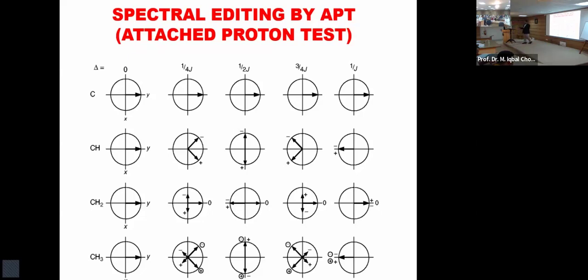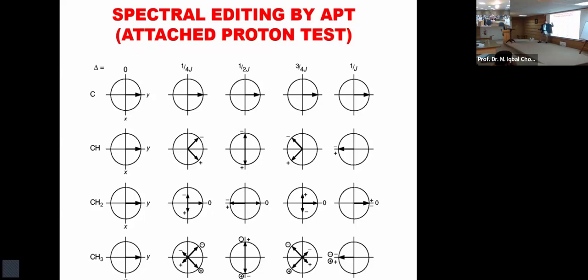Okay, so now since you are here in all 5 dimensions of your presence, I want to invite you to CH3. When you give a 90x pulse, all are on Y. When you let it evolve, you don't open the detector. You give it time. They will split. CH3 will split into 4, right? CH2 will split into 3. CH will split into 2, and C will split into nothing.